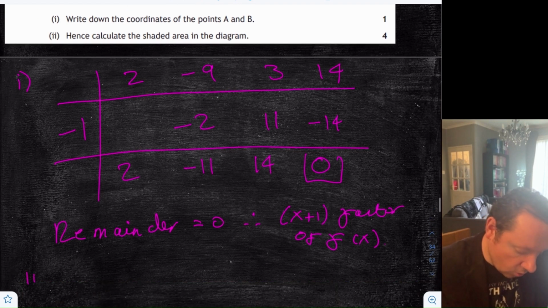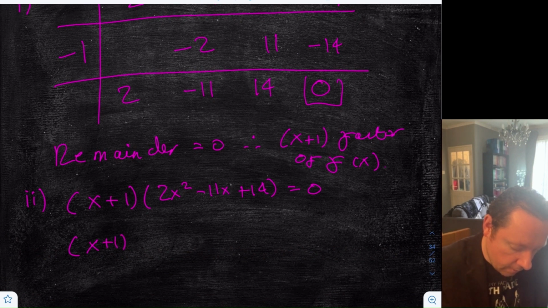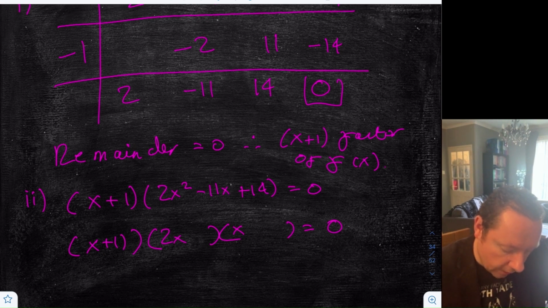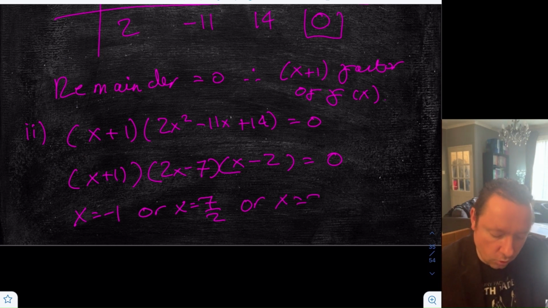Part 2 of this says to solve the equation. Well, we've now got x plus 1 is a factor, and we've got what's left over, 2x squared minus 11x plus 14, so that equals 0. We should be able to factorise this, hopefully. We've got double brackets, it must be 2x and x. 7 and 2 make 14, so minus 2 times 2 is 4, and then 7 equals 11, so minus 4 minus 7 is minus 11. So we've got x equals minus 1, or x equals 7 over 2, or x equals 2.